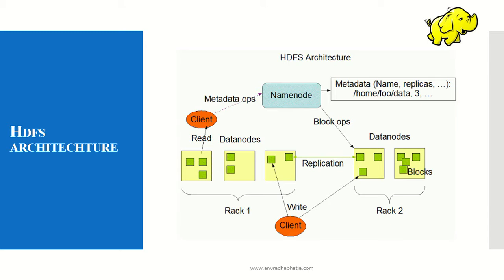You can see we have a name node, a data node, some replications, blocks, metadata operations, and this is the structure of the metadata. There are a few clients which are attached, and the racks. Now let's see how this architecture can be explained.